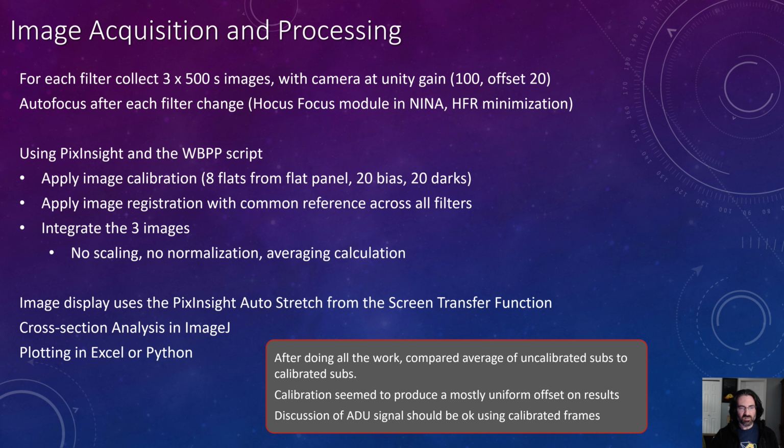After doing all of this work, I realized that the calibration process may actually be changing the data in ways I was not expecting. So I went back and compared some uncalibrated frames, and for the most part, it seemed like the difference after calibration was mostly just a uniform offset on the results. So I think most of my discussion on the analog to digital unit signal analysis should be okay, but there may be some offsets. So let's start by looking at the images.